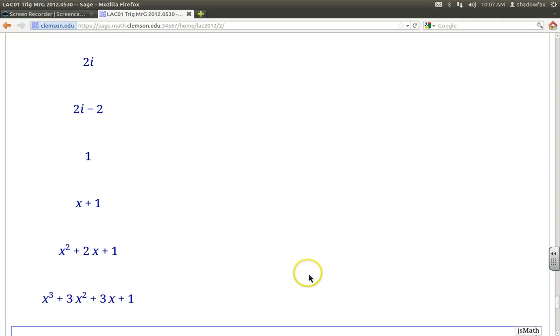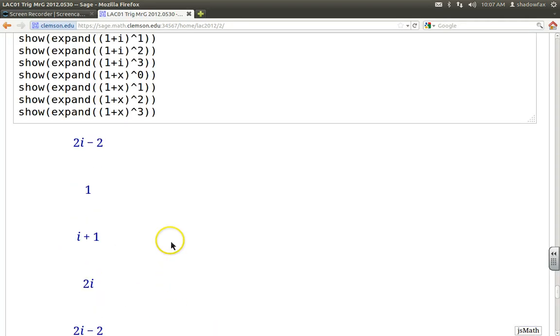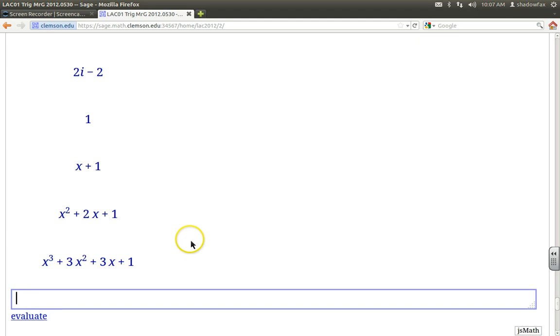This is the binomial expansion theorem. If I'm taking powers of 1 plus x, the answer has powers of 1 and powers of x: x to the 0, x to the 1, x to the 2, x to the 3, and 1 to the 0, 1 to the 1, 1 to the 2, 1 to the 3, times the Pascal's triangle numbers, 1, 3, 3, 1.